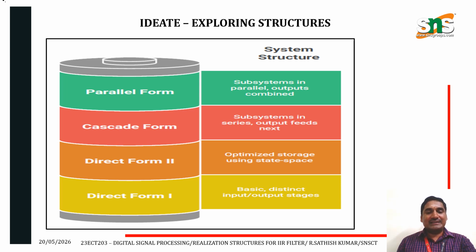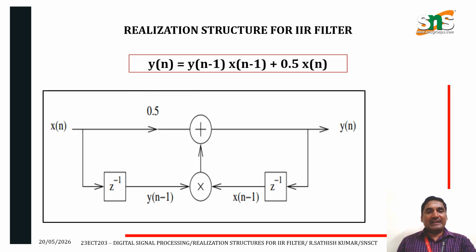Direct form 1: basic, with distinct input and output stages. Direct form 2: optimized storage using state space. Cascade form: subsystems in series, where the output feeds the next. Parallel form: subsystems in parallel, where outputs combine. Now realization structures for FIR and IIR filters.